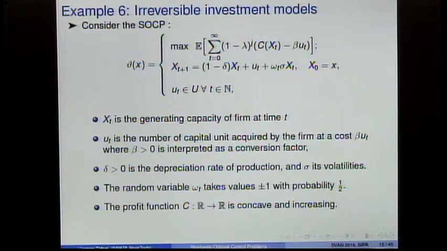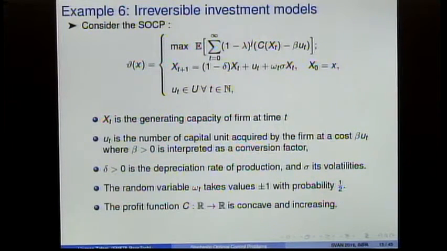When you move these capital units to this firm, it costs you beta U_t. So you can bring more money from another business, for example, but it would cost this quantity. The factor beta, we assume that it is known, and it can be interpreted as a conversion factor from one business to another. If you take money from one business and put it in another business, it's not the same money anymore. So this is how it works. If you add this U, then you increase your capacity.